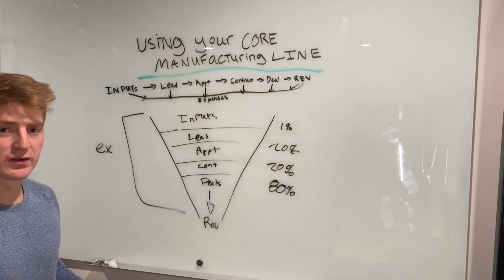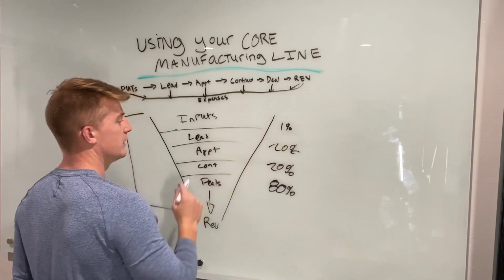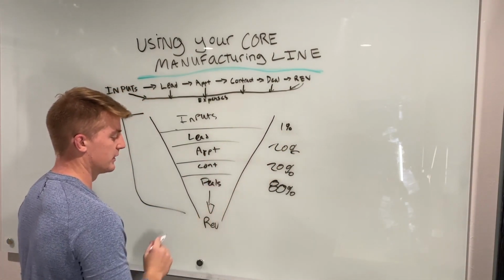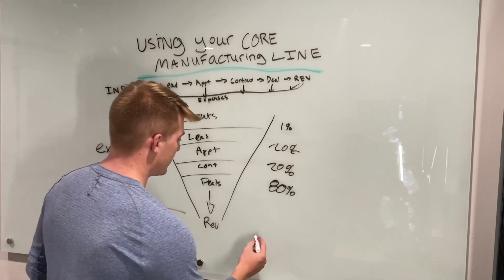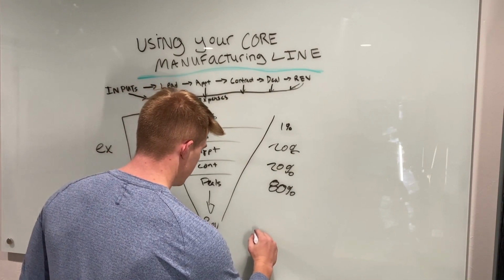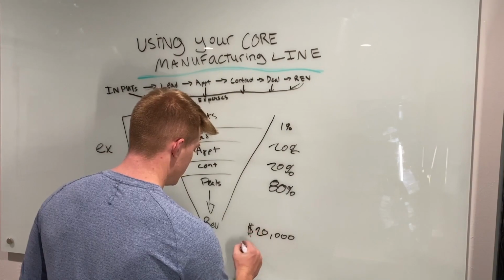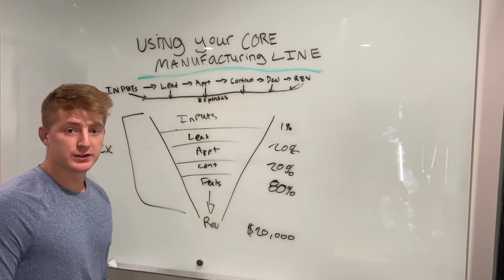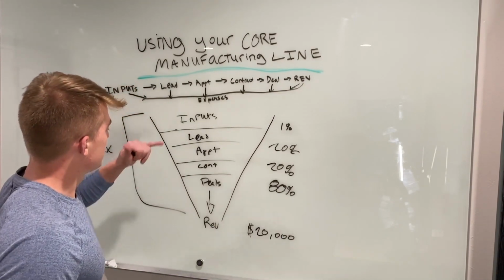Okay, so we have this entire funnel with the conversion rates from, again, this is inputs to lead, this is lead to appointment, this is appointment to contract, and this is contract to deal. And let's just say our average customer is worth $20,000. That's our average deal size, and every single time we get a deal, it spits out 20K. So boom, here we go.